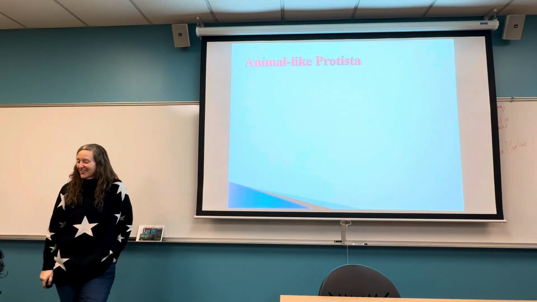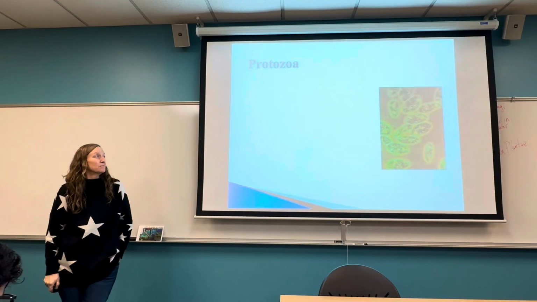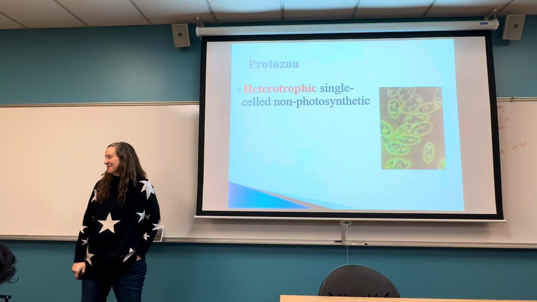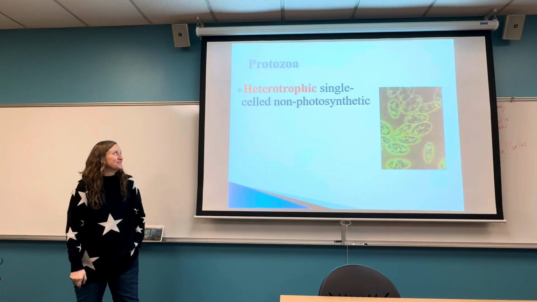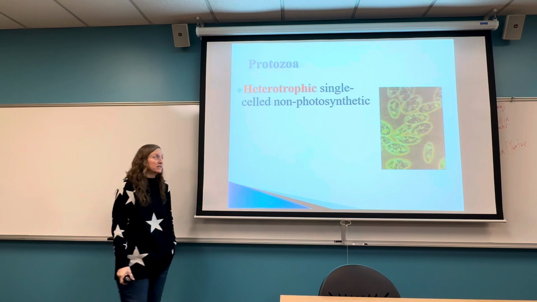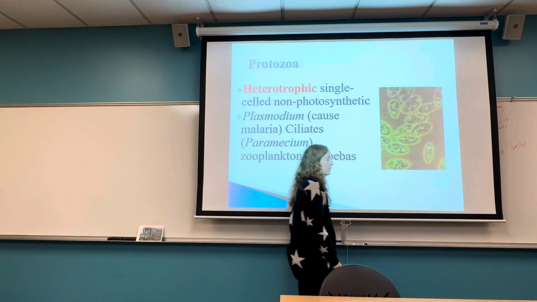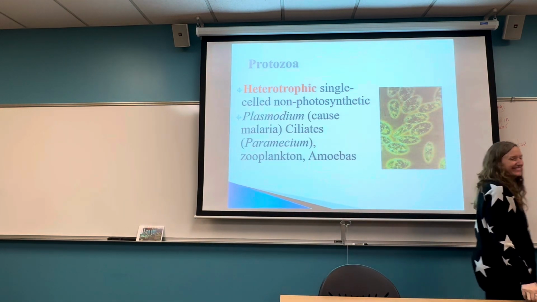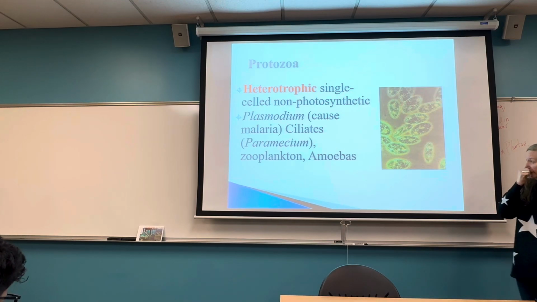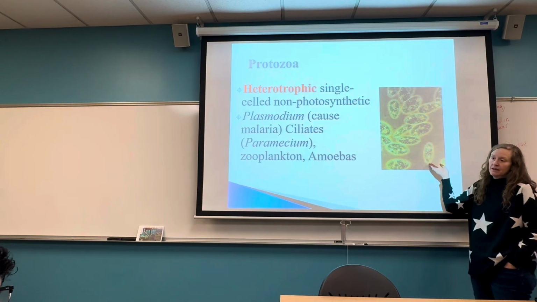Okay, so those are all the autotrophic protists. Let's talk about the animal-like protists. These ones move. That's why they're animal-like. They have a lot of movement to them. They're heterotrophs. They have to get their food from somewhere other than their own cells. They'll eat the autotrophs.